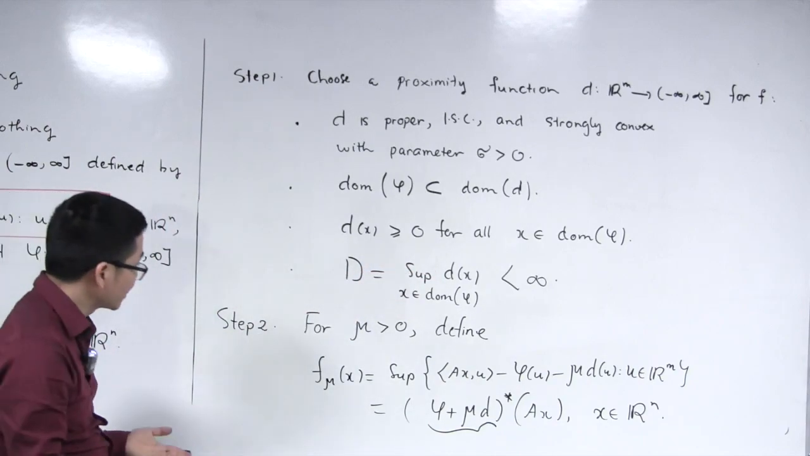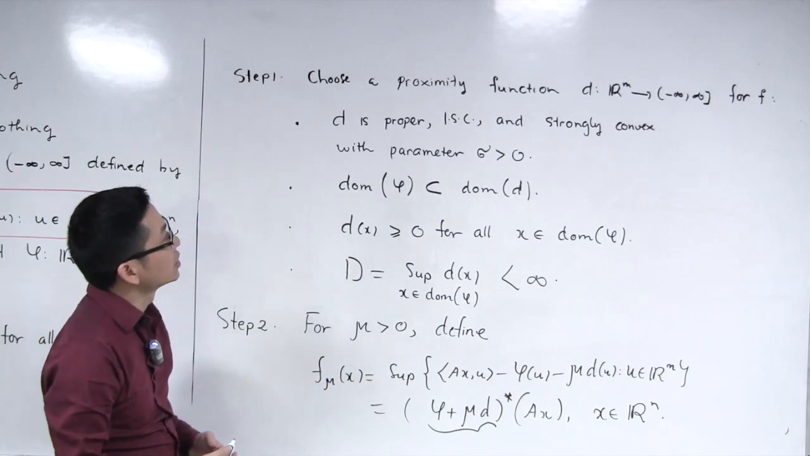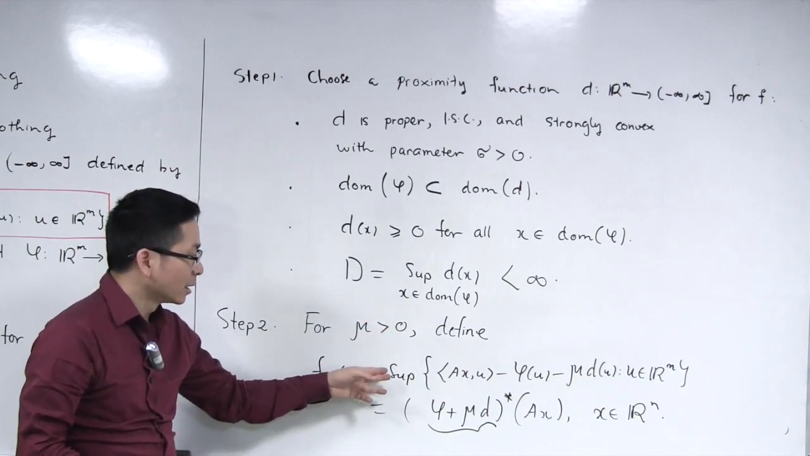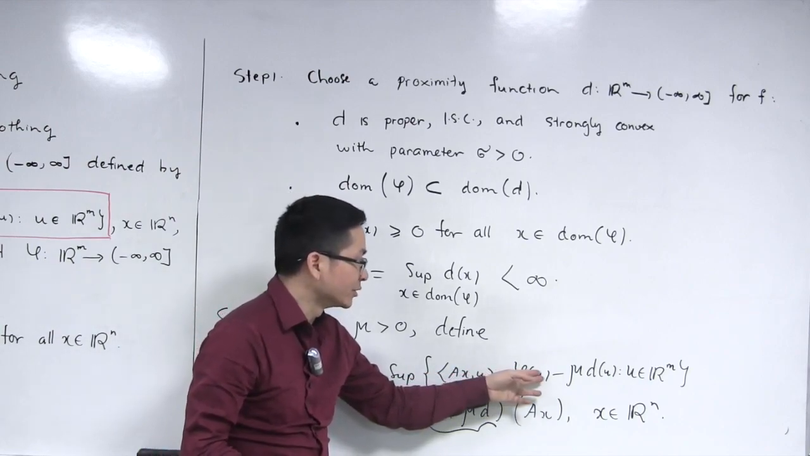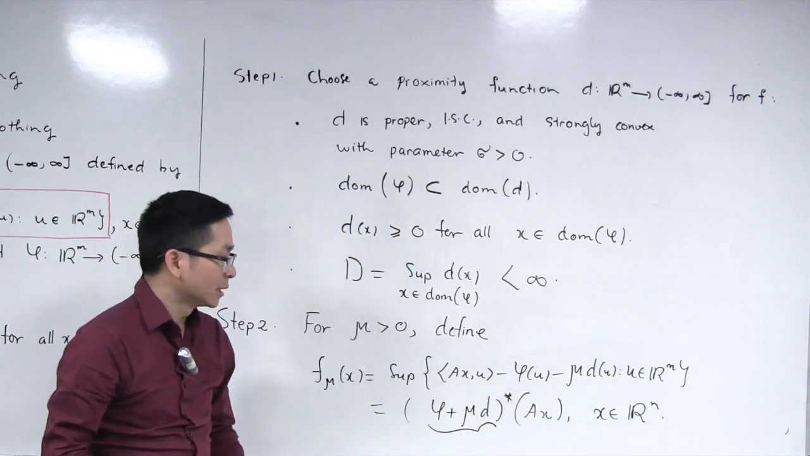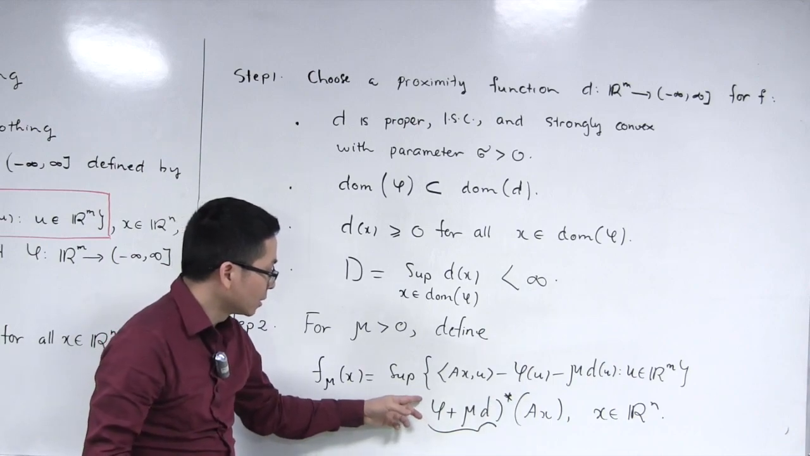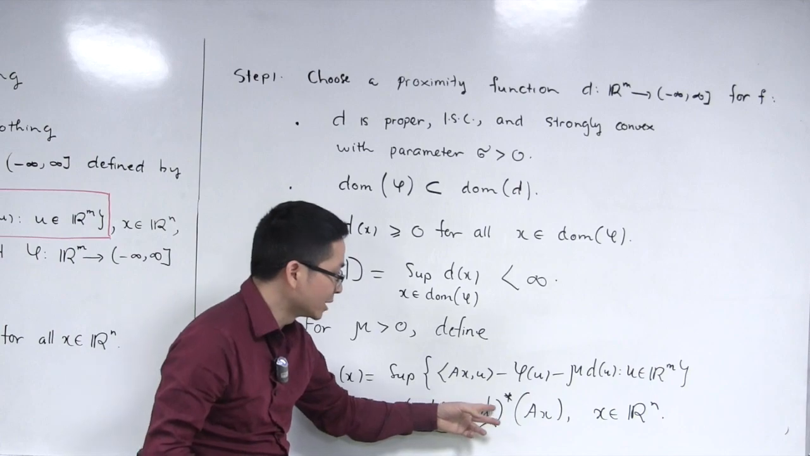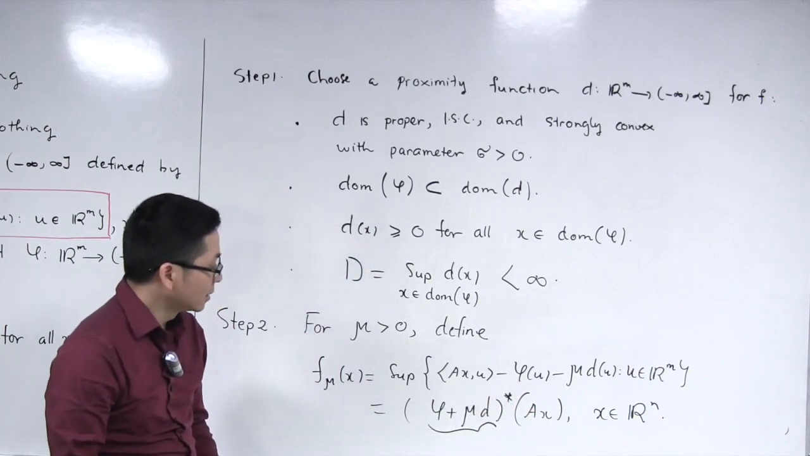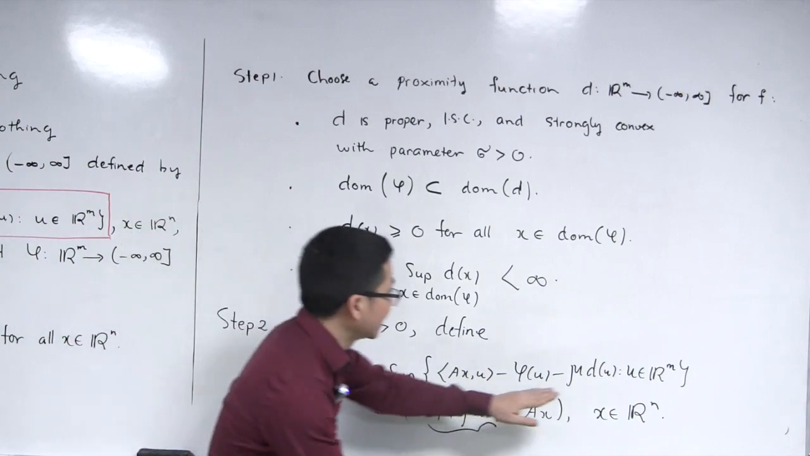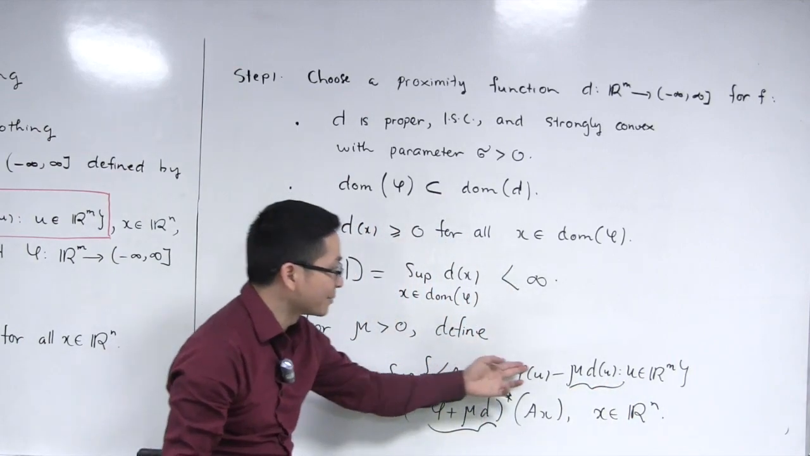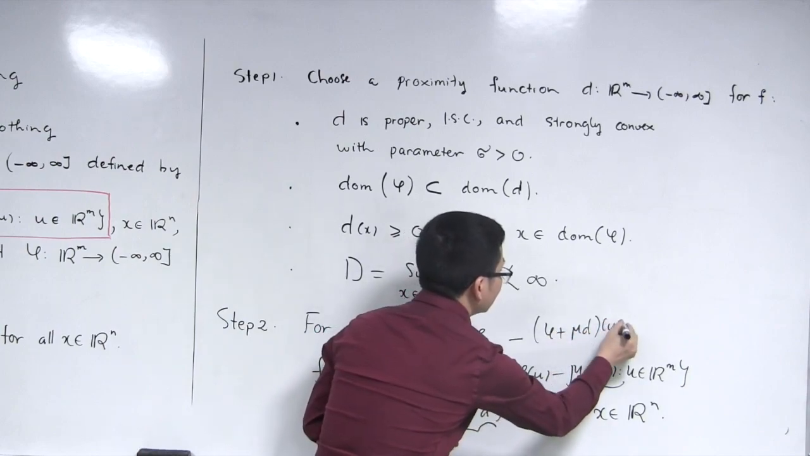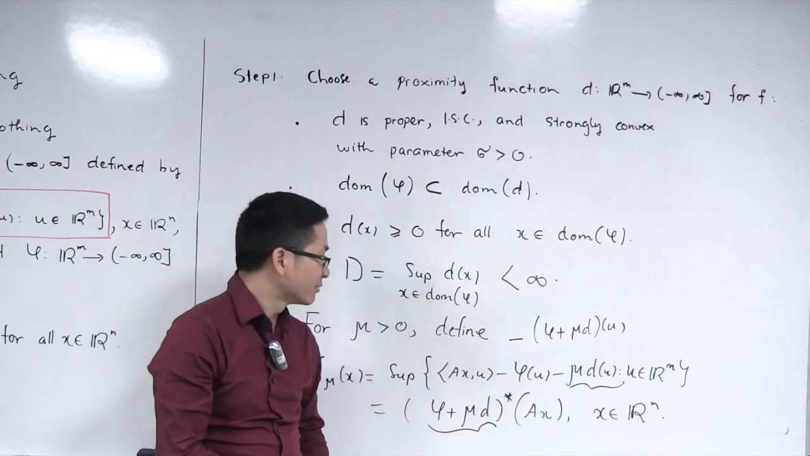In the second step of Nesterov smoothing, we build a family of smooth approximations for the function f as follows. Given any positive real number mu, define f_mu of x as the supremum of the inner product of Ax and u minus φ(u) minus mu times d(u), where u runs in R^m. Observe from the definition that this is just (φ plus mu d) star of Ax. So this is just the composition of the Fenchel conjugate of φ plus mu d and the matrix A. Observe also that f_mu is obtained from the definition of f by subtracting mu times d(u). So this is just minus (φ plus mu d)(u). That's why we obtain this formula by the definition of the Fenchel conjugate.